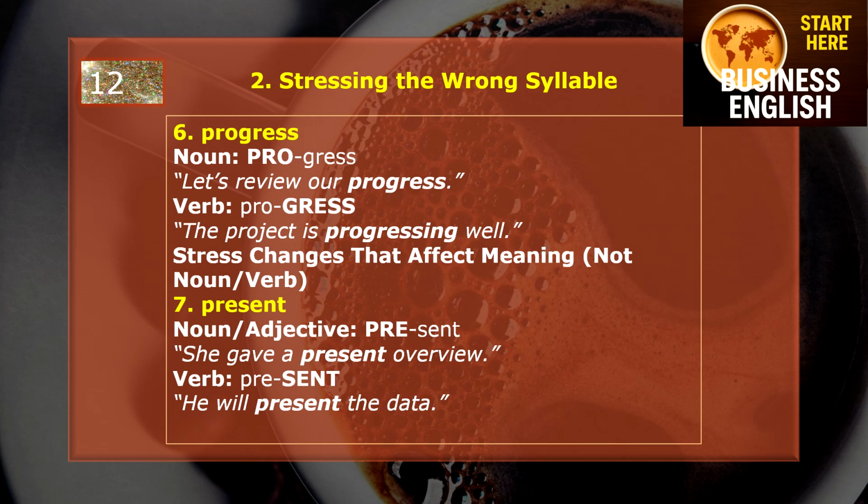Okay. And then we have present. It's going to be noun or adjective or verb. And when we stress the first syllable, it's going to be noun or adjective. And when we stress the second one, it's going to be a verb. So, "She gave a present overview." "He will present the data."